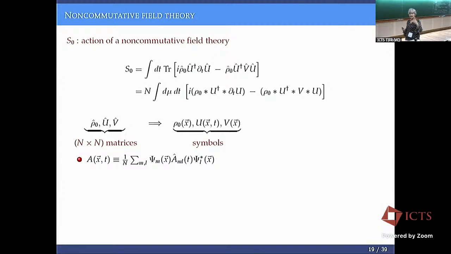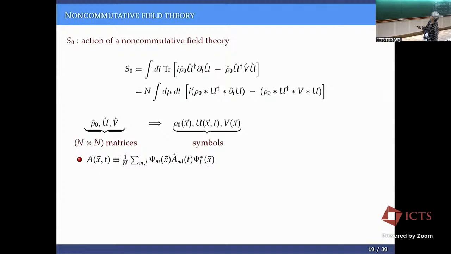Also, a projection to the lowest Landau level introduces an inherent non-commutativity. For example, suppose you construct the position operators, x and y operators, within the lowest Landau level, they do not commute. So it is like a phase space, essentially. Okay, so I write this like that. This is what I call a non-commutative field theory in the following sense.